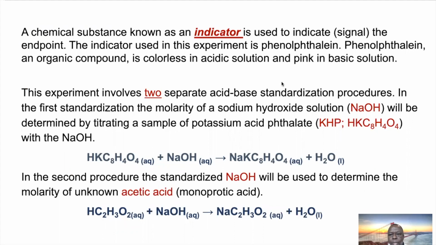There are two separate acids that will be used in this experiment. The first is KHP, with this chemical formula. We call this potassium hydrogen phthalate.